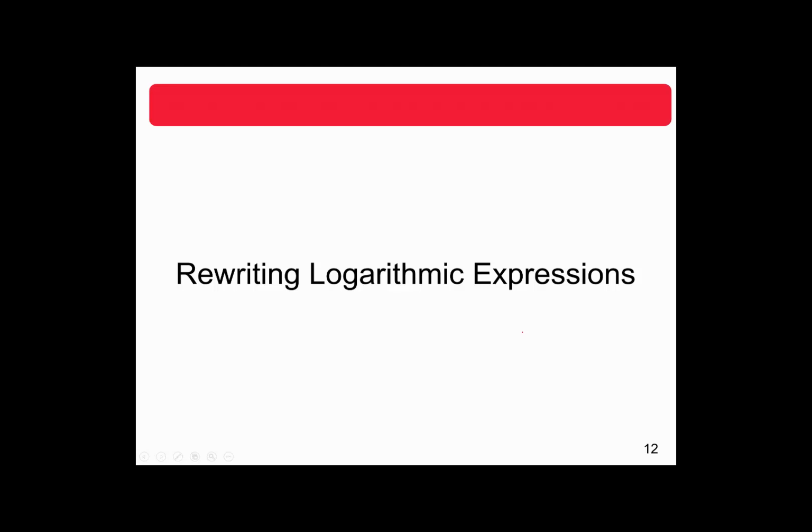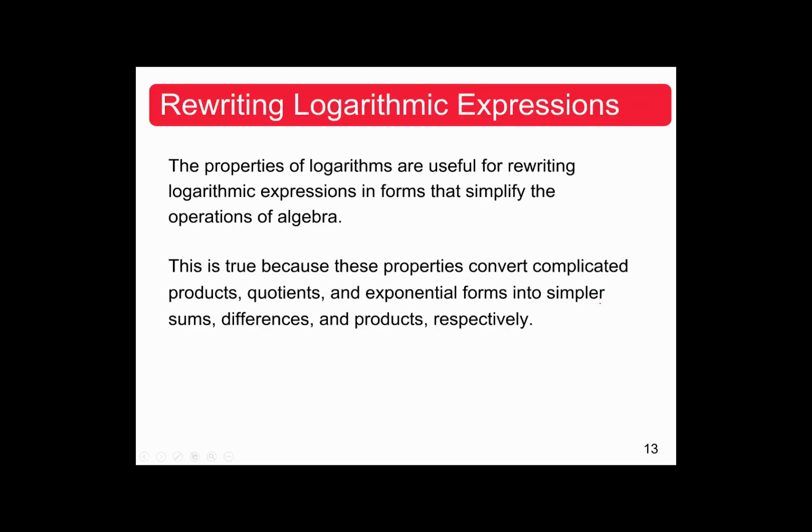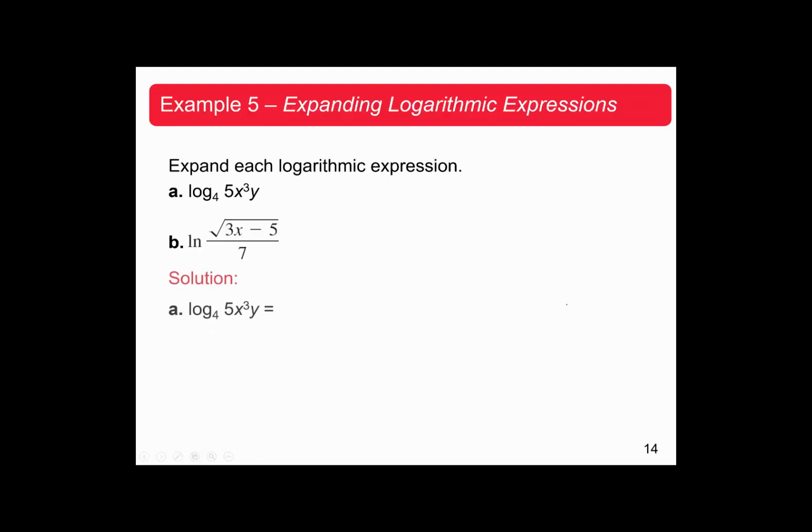And sometimes we need to rewrite a logarithm expression, meaning we need to expand it. So we use the above 3 properties: product rule, quotient rule, and power rule to convert complicated products, quotients, and exponential forms into simpler sums, differences, and products, respectively. Now let's first of all look at this. Let's say we have a problem.